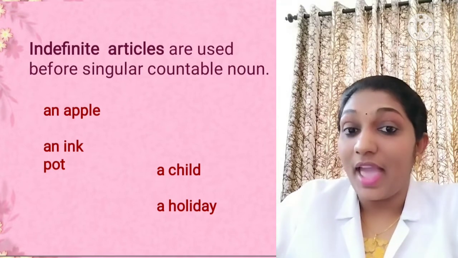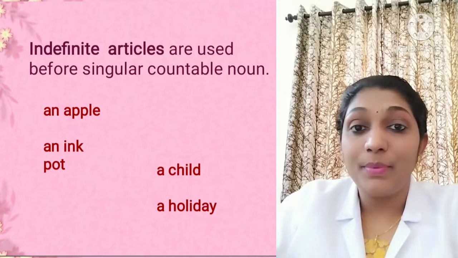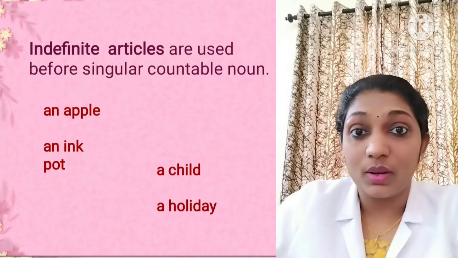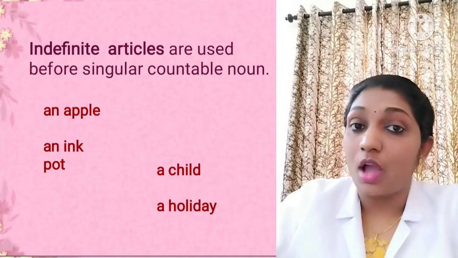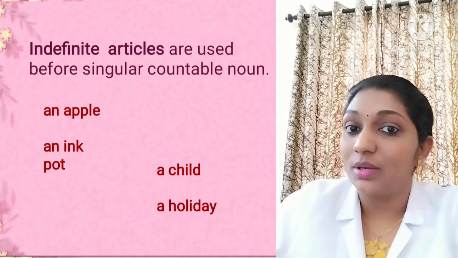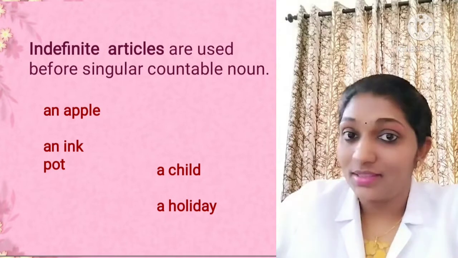An apple, an ink pot, a child, a holiday. So here apple, it is a countable noun and it is singular, isn't it? So you are using an there. An ink pot, can you count ink pot? So it is a countable noun and it is singular. So you are using an there.